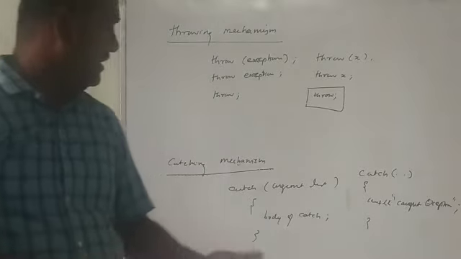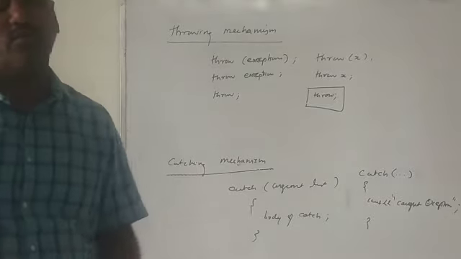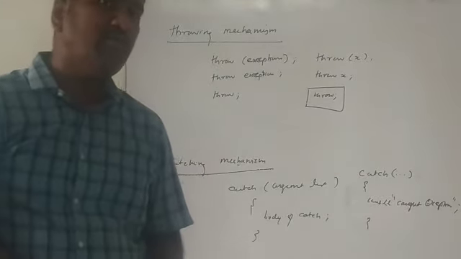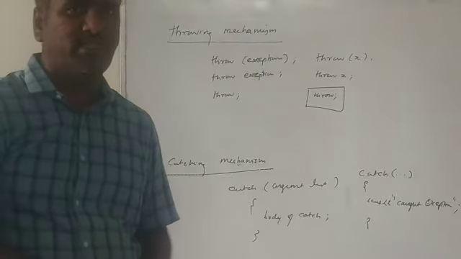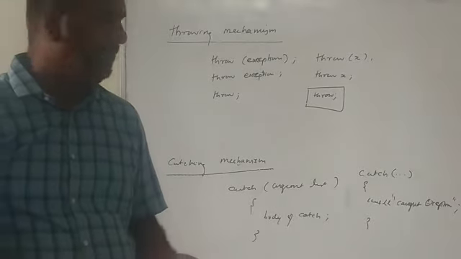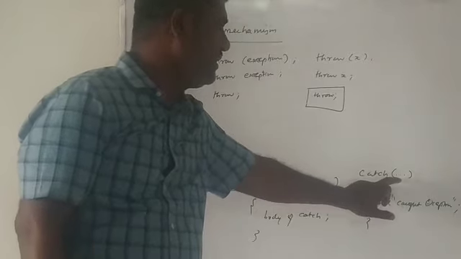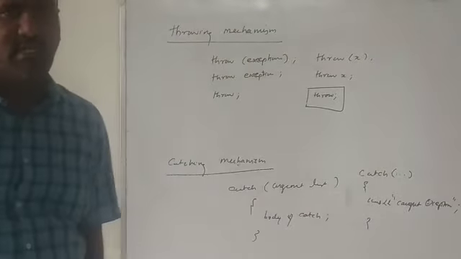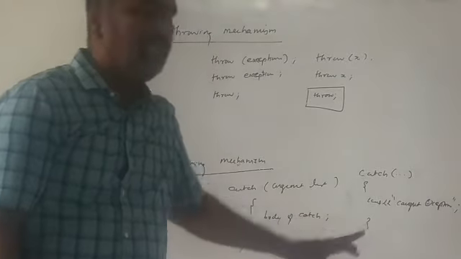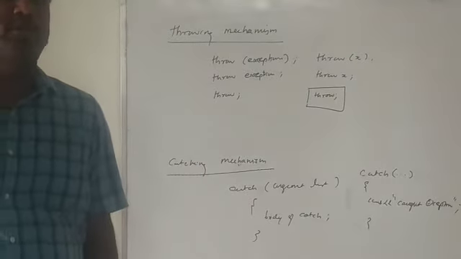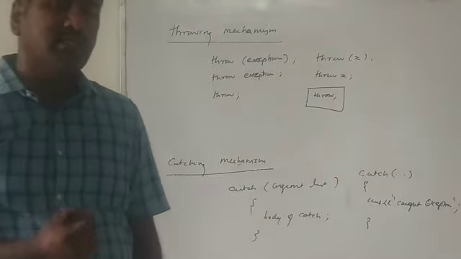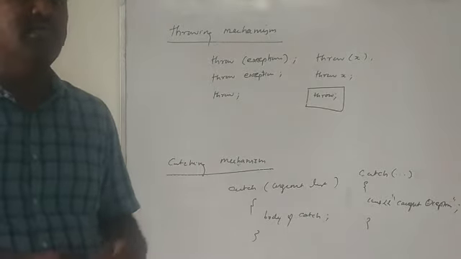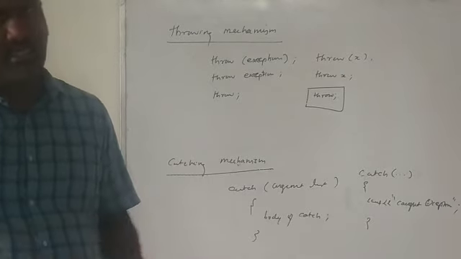Suppose it is an integer, then catch is integer type. Suppose it is a float, then catch is also float type. But we don't know what type of object is thrown by the throw statement. So at that time we use the three dots inside the catch statement. This means multiple thrown types are accepted by a single catch statement.